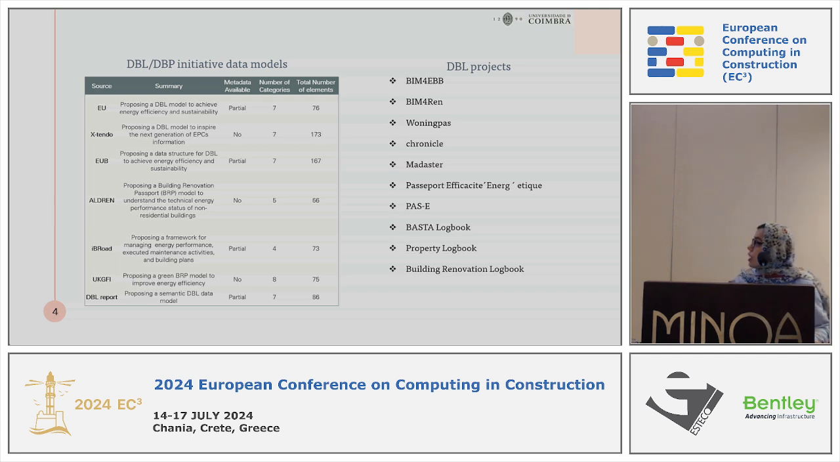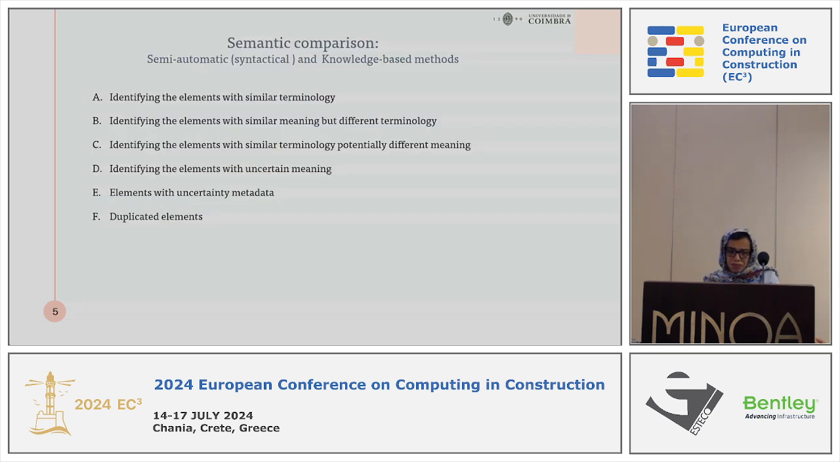On the left side, you see the projects that provided the data model and the data structure, and you can see the summary of these data models, whether the metadata is available, or the number of categories and number of elements. And on the right side, you see the DBL projects that already exist, but they didn't provide the data model and data structure.